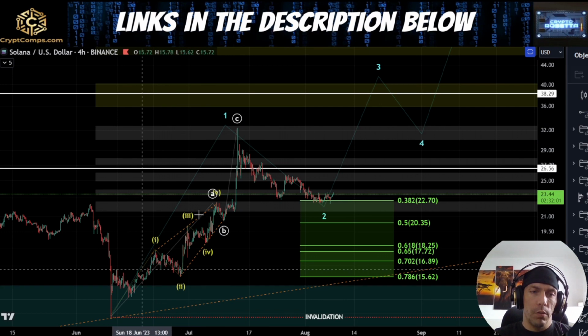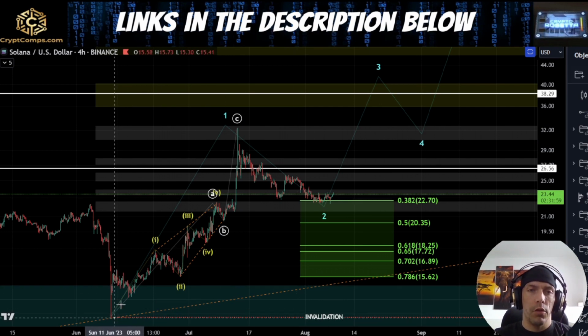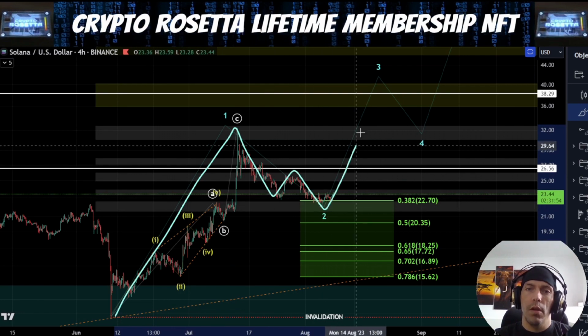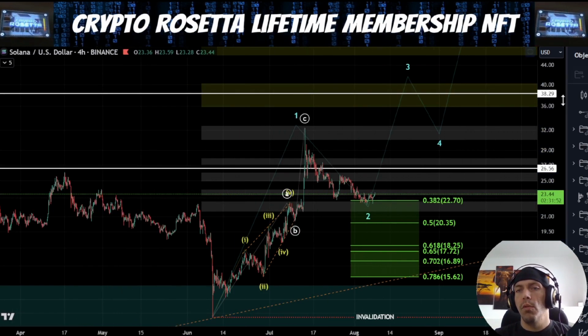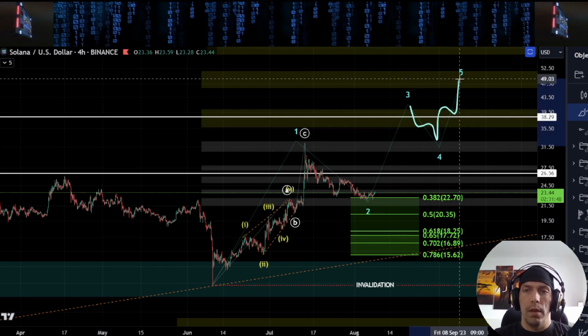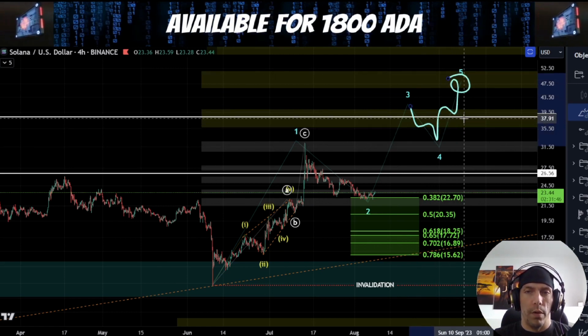But within this count, because we're looking for the idea of a 5-wave structure, what I'm looking out for is the potential that if we just see this as a 3-wave move down here, we could potentially see a 3-wave move up for wave 3, and then see another 3-wave move down for wave 4, and then see this final 3-wave move up for wave 5.